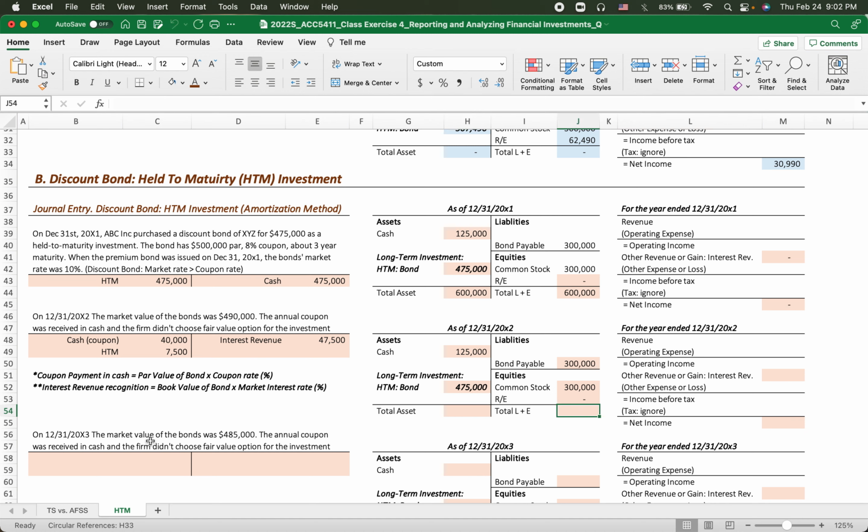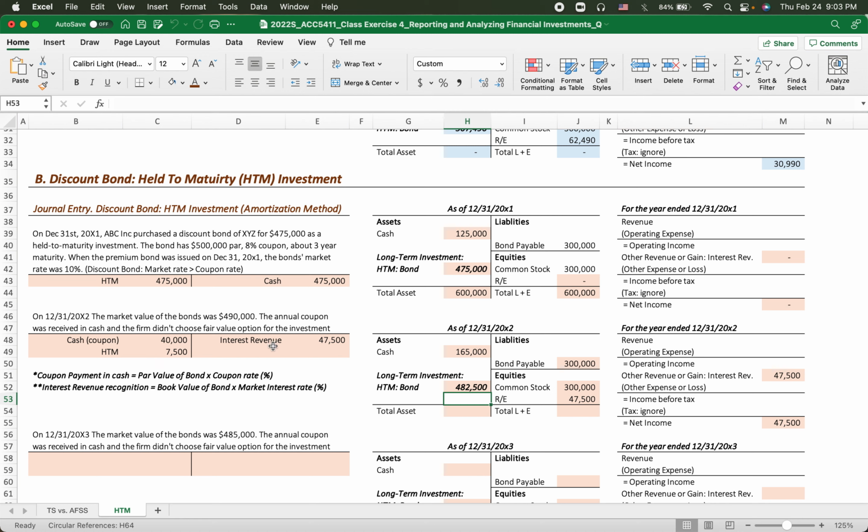Then how do you record this cash amount up? Cash, the coupon received, and then interest revenue 47,500. Then there's no retained earning, but we add up, right? Then HTM must now be increased by this amount. Why must it be increased?